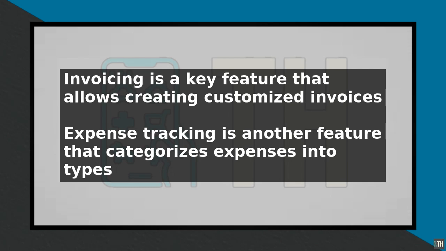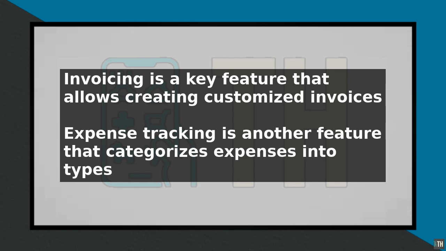Another important feature is expense tracking. To track expenses, you need to create expense accounts, which categorize your expenses into different types, such as rent, utilities, and supplies. You can also link your bank accounts to QuickBooks to automatically download transactions and categorize them.